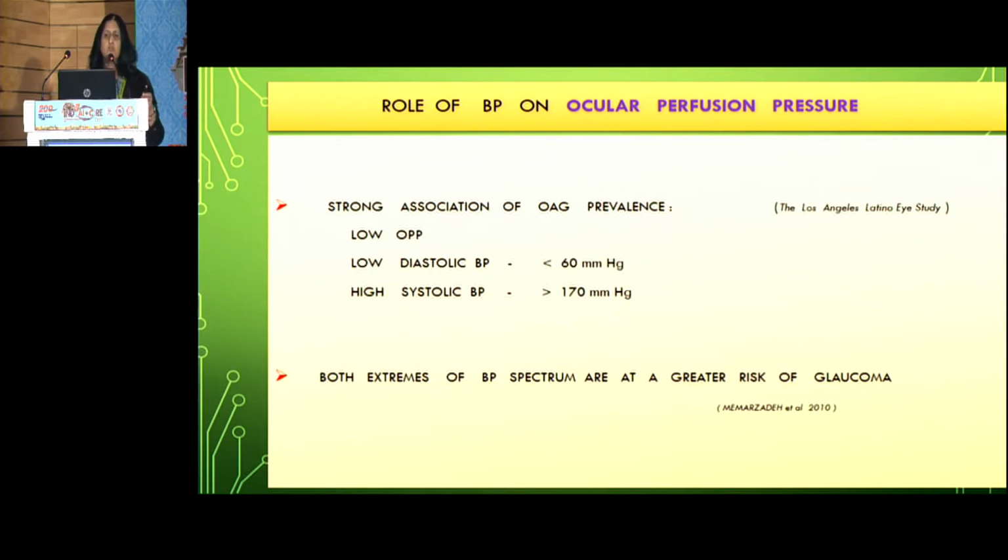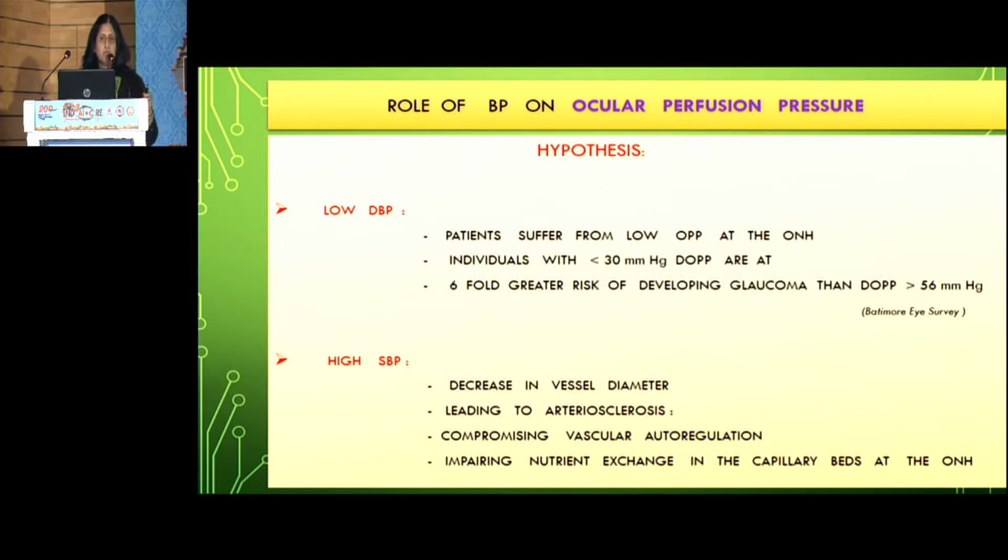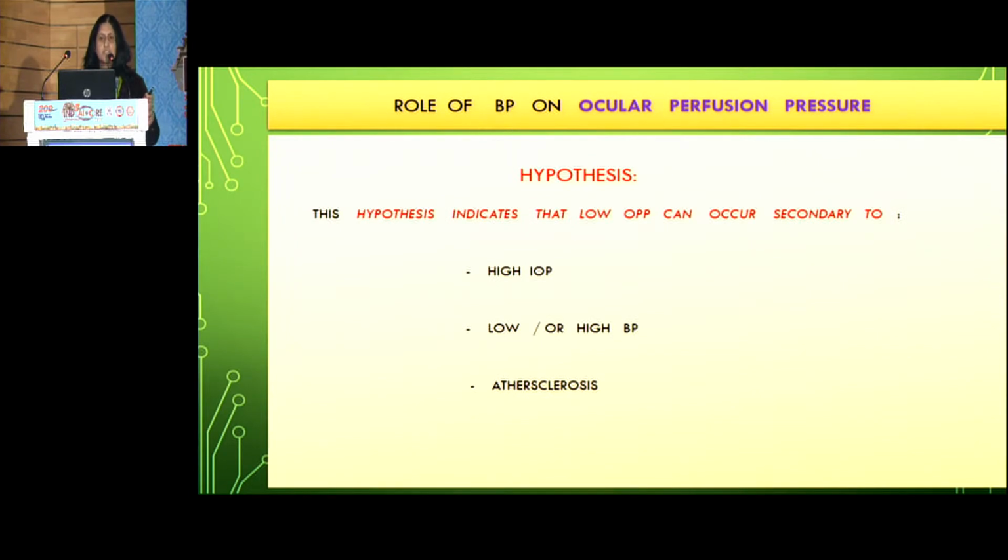There's a strong association of open-angle glaucoma prevalence with low ocular perfusion pressure, low diastolic blood pressure less than 60, and high systolic blood pressures more than 170. So both extremes of the BP spectrum are at greater risk of glaucoma. Now, with low diastolic blood pressure, patients suffer from low ocular perfusion pressure at the optic nerve head, and with high systolic blood pressure, it leads to a decrease in vessel diameter, leading to arteriosclerosis, compromising vascular autoregulation, and impairing nutrient exchange in the capillary bed. So this hypothesis indicates that low ocular perfusion pressures can occur secondary to high IOP, low or high BP, and arteriosclerosis.